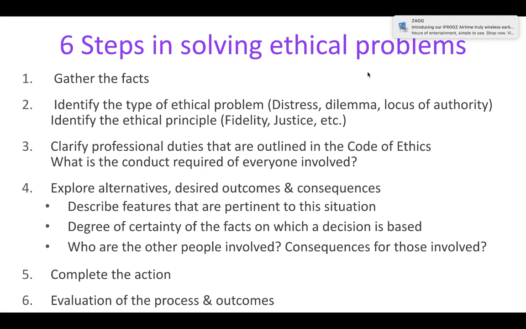When we're thinking about that, we're looking at who else is involved and what are the consequences for all of those individuals that are involved. We're going to complete the action, and then we're going to evaluate that process and the outcomes. Kind of a sense of reflecting. We want to make sure, in fact, that what is happening is what we're hoping and deeming to be appropriate for what our outcome is going to be.